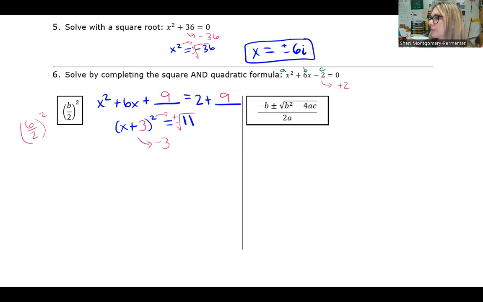What is the square root of 11? We don't do anything with that. So my solutions are going to be equal to negative 3 plus and minus the square root of 11. And I leave it like that.